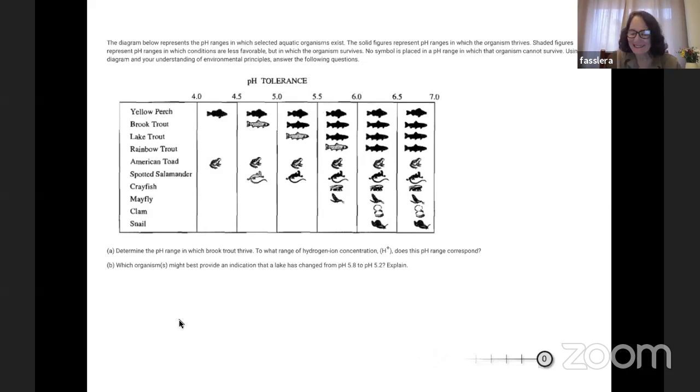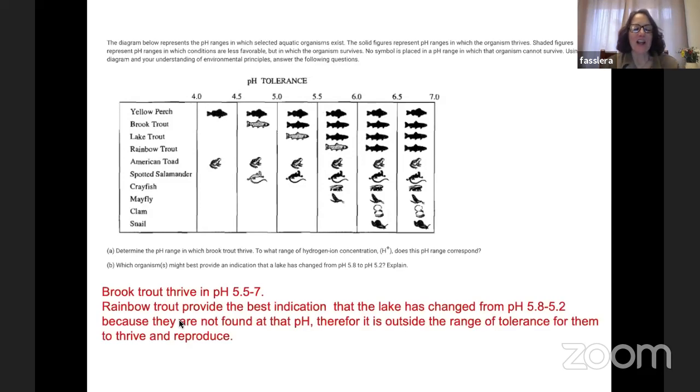How are we doing? All right, let's check to see how you did. So the brook trout can survive, or thrive, excuse me, in a pH range from 5.5 to 7. Notice that the key part there was thrive. So I had to make sense of my diagram a little bit, the shaded versus the unshaded. And then the rainbow trout would be the best indicator.